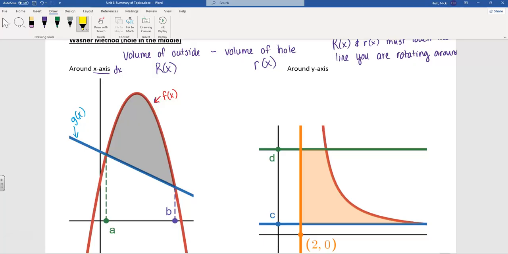So the line we're rotating around here is the x-axis. For capital R, you go from the line you're rotating around, the x-axis, to whichever function is furthest away. That's where you get your capital R. So, rotation line to outside function. Here, capital R of x is going to be top, f of x, minus bottom, which is 0. And for the x-axis, that second part will always be 0.